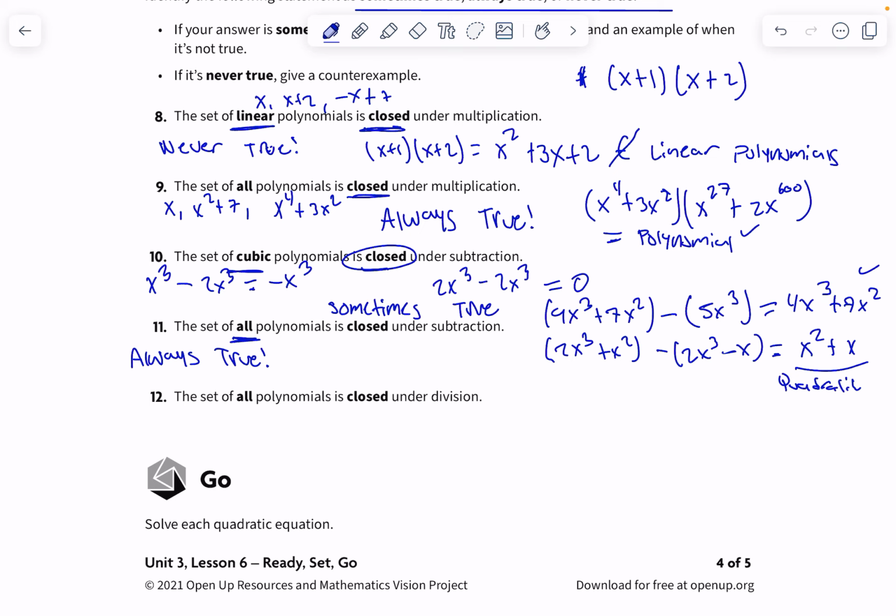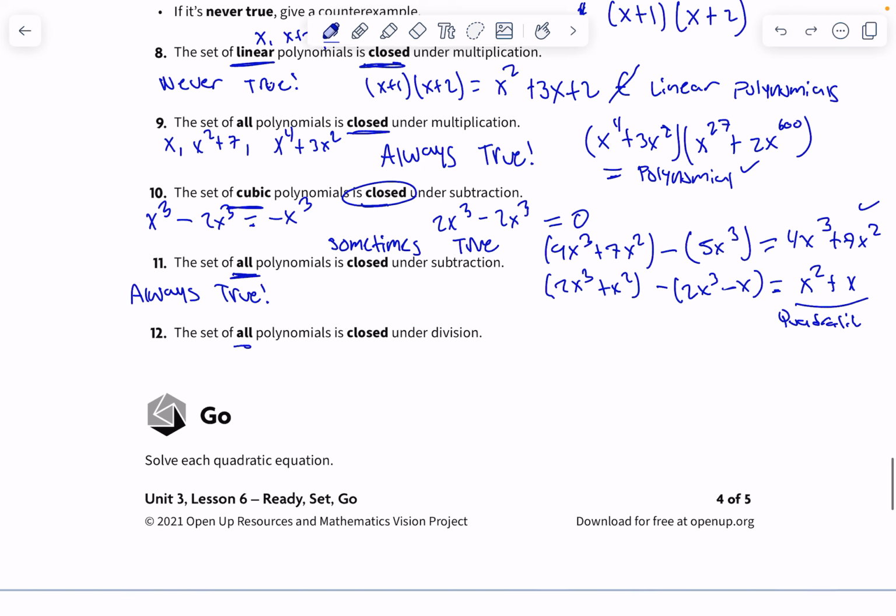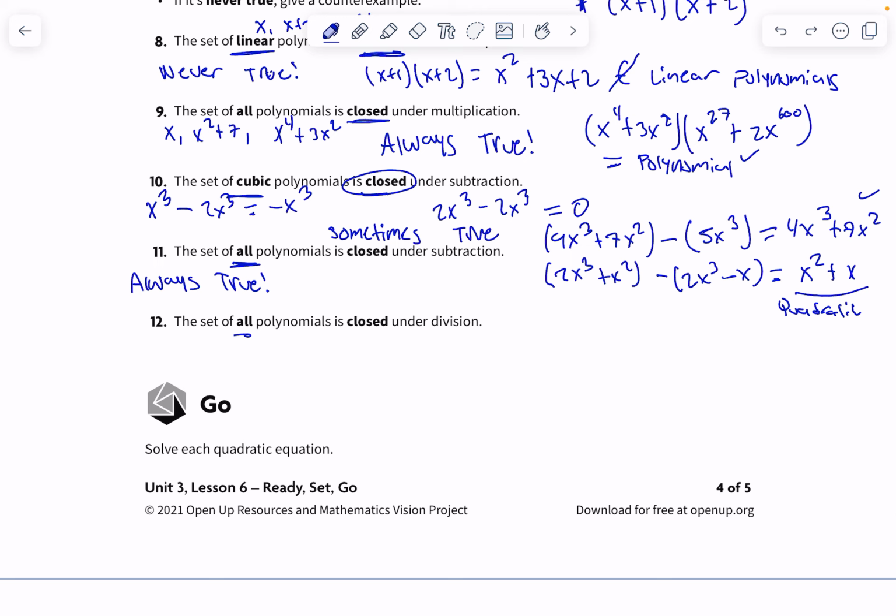Good. Okay. The set of all polynomials is closed under division. So that's a big no-no, right? We know that this is never true. Never true. Why is that? Because division is not closed, right?